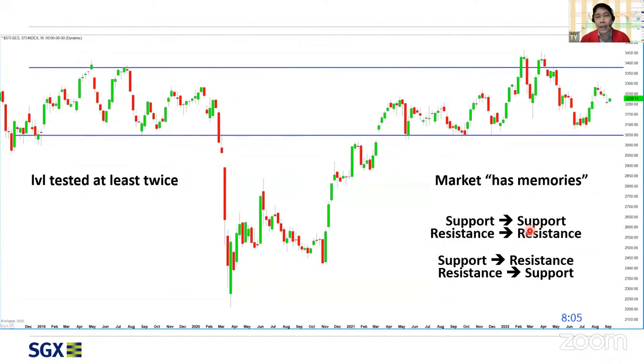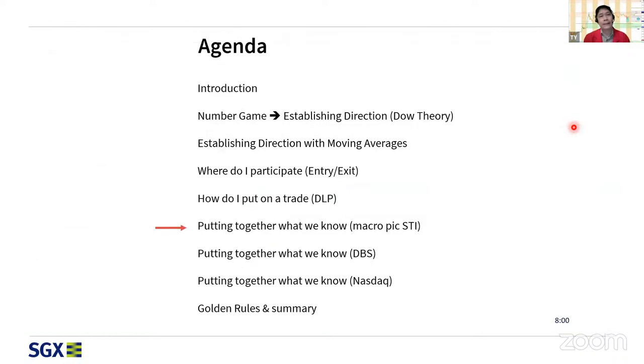Okay, so I would leave it to you, a bit of homework for you to go closer in to look at what happened over there when the market traded up to test the resistance. A big clue, you will see something similar with a long tail on top, before it got rejected back down again.